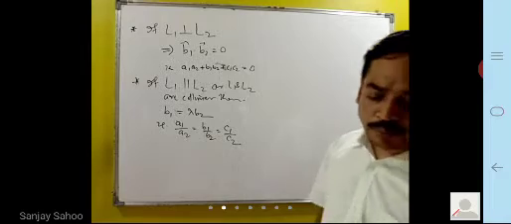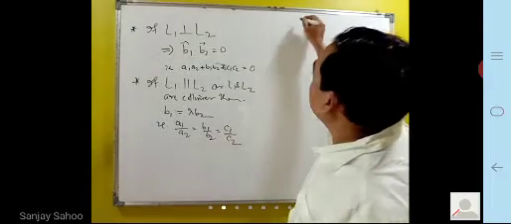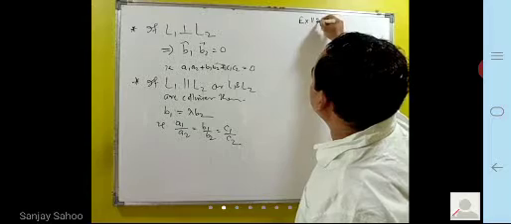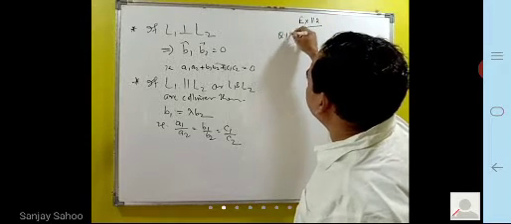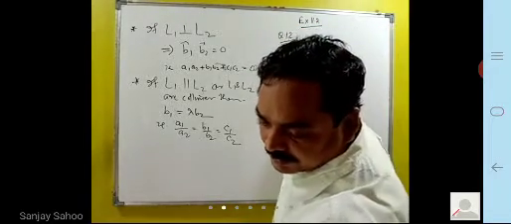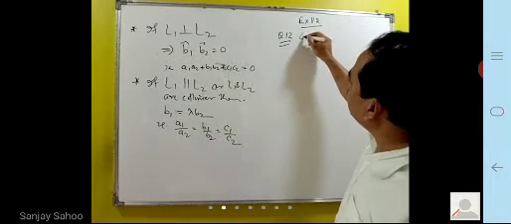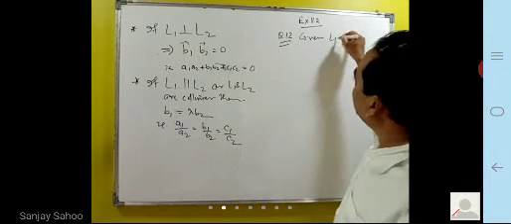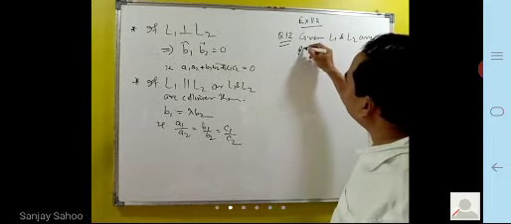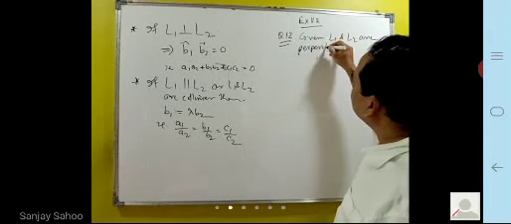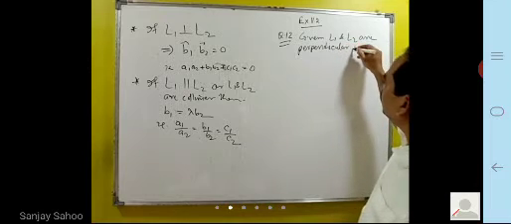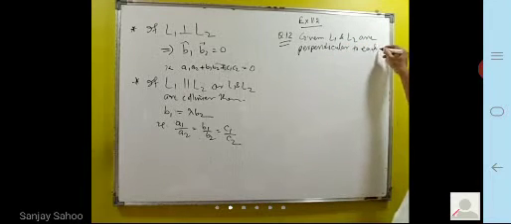Question number 12, Exercise 11.2. Here the lines L1 and L2 are given, and they are perpendicular to each other.